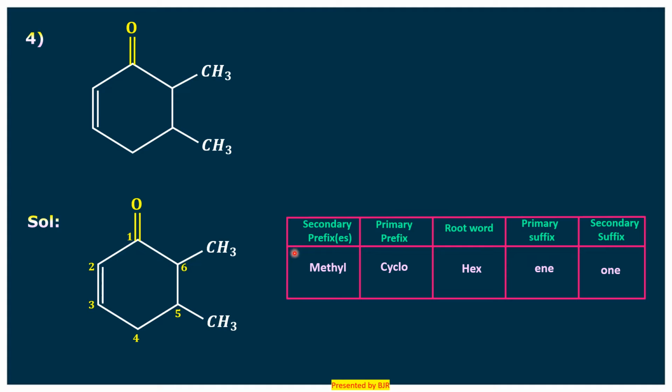So the name of this organic compound is 5,6-dimethylcyclohex-2-en-1-one. 5,6-dimethylcyclohex-2-ene: the double bond is attached to the second carbon atom, and 1-one, the ketone group, is attached at the first carbon atom here. So this is the IUPAC name of this alicyclic organic compound.